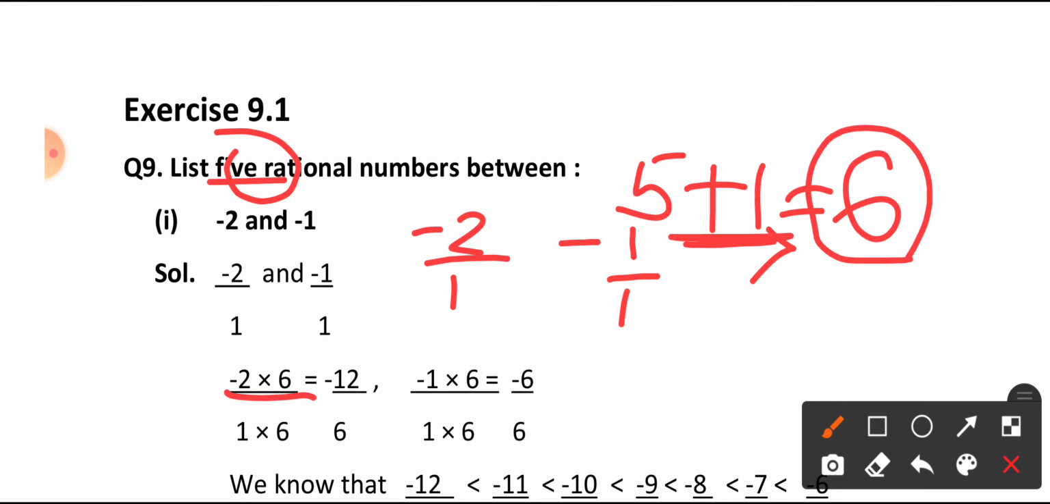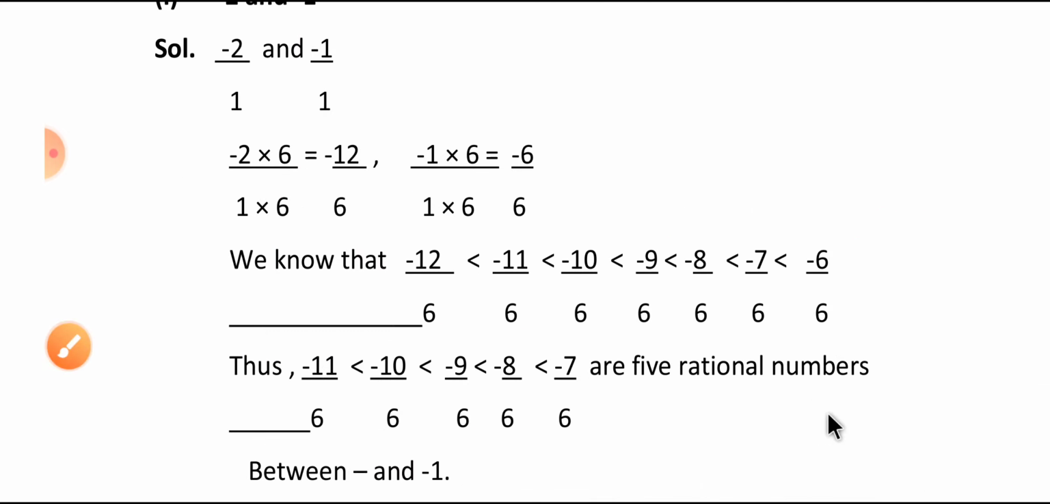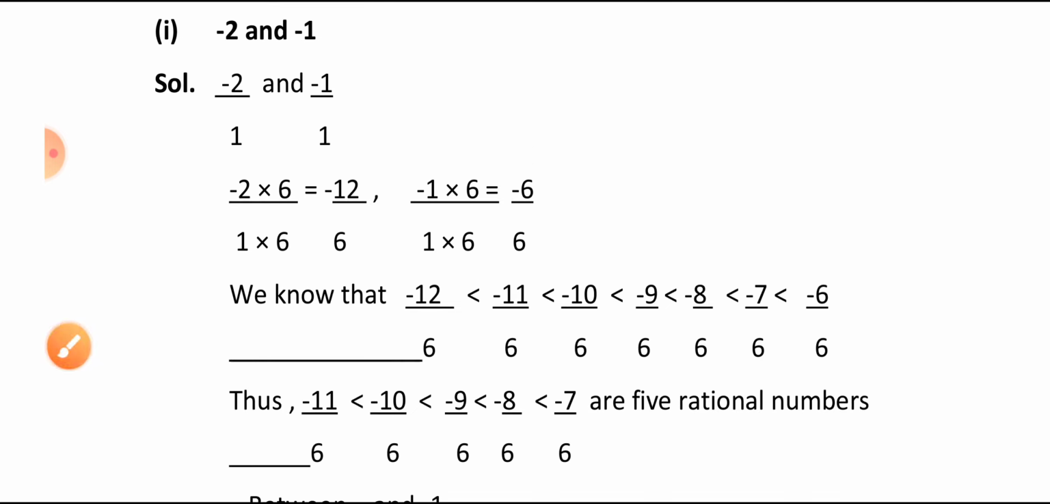So -2 into 6 and 1 into 6. -2 6s are -12 and 1 6s are 6. Same here, in -1 upon 1 also you have to multiply by 6. So it will be -6 upon 6. Now we know that we have to write the rational numbers between -12 and -6.